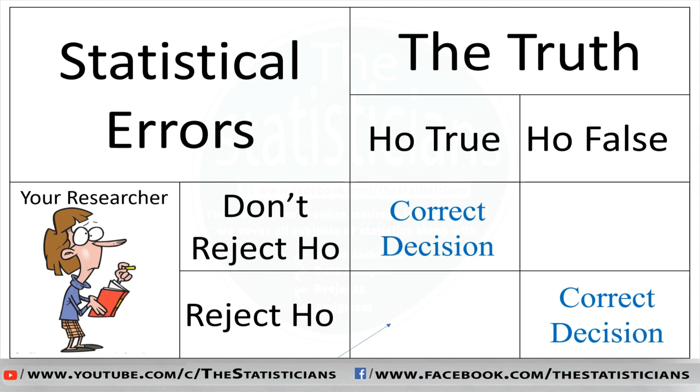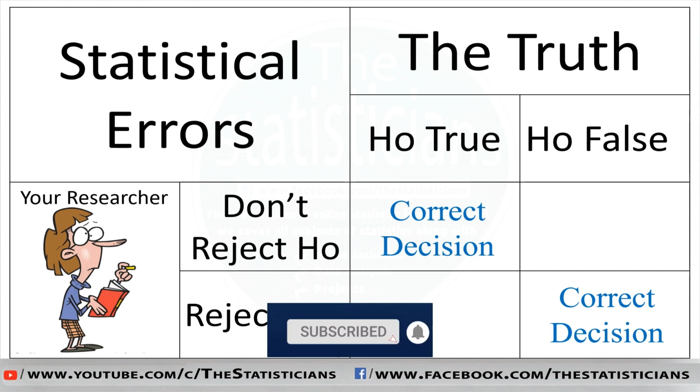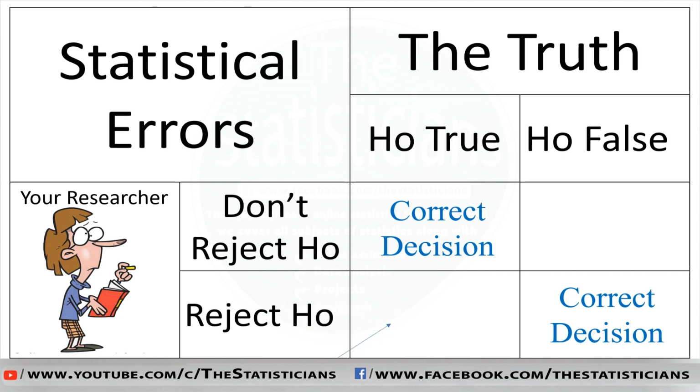Now consider if the null hypothesis is true and we reject it. We have made an incorrect decision. The null hypothesis was true, but we rejected it, saying that it was false. We have made an error. Let's see what type of error this is. We rejected the null hypothesis when the null hypothesis was actually true. That's called a type 1 error. Reject the null hypothesis when in fact the null hypothesis is true is called a type 1 error.